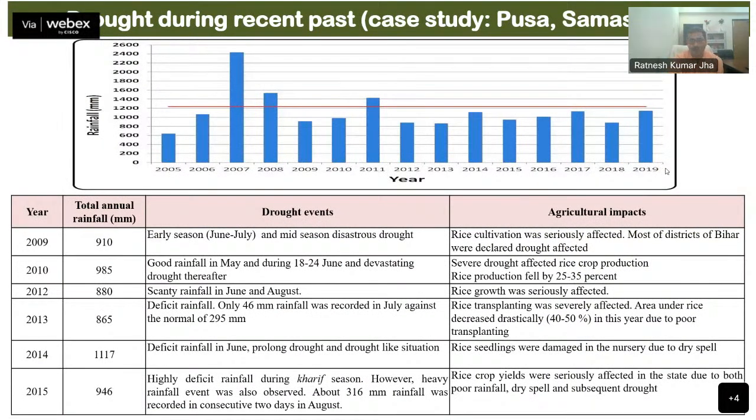When we are talking about flood, there is always flood. And when we are discussing drought, we see that from 2005 to 2019, only 3 years, 2007, 2008, and 2011, the rainfall was more than average, more than normal. And most of the years, again, 2020 and 2022, rainfall was more than 150% of the normal. So you see that most of the years, we see drought-like conditions, and the rice crop was damaged either in the initial stage or in the final stage of growth.